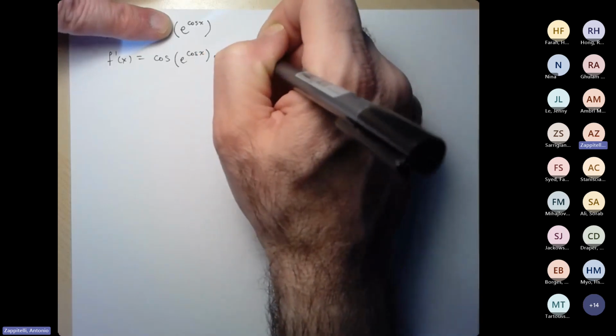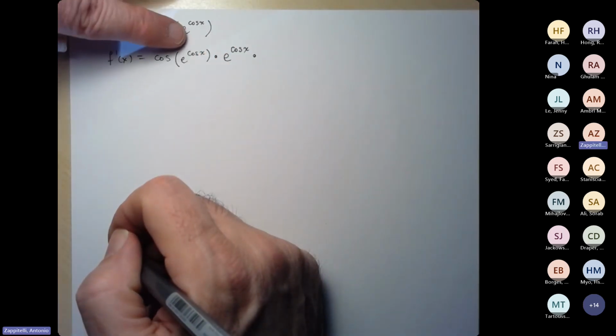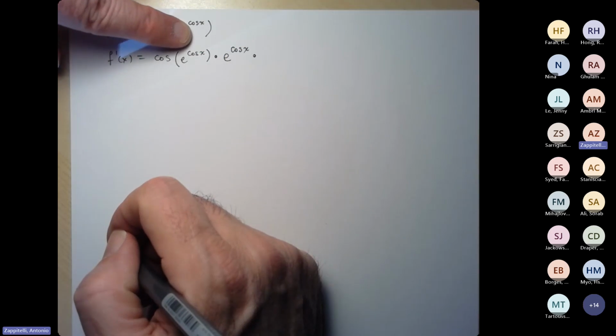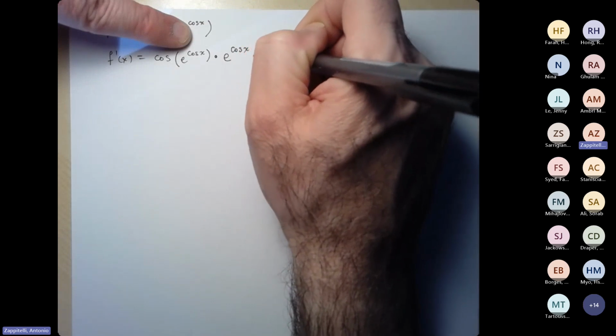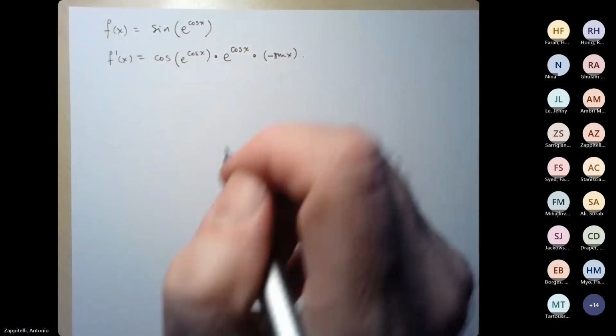And then finally, let's multiply. We get to the last function, the derivative of cos x. Well, that we know, nice and easy, is just negative sine x. Okay.